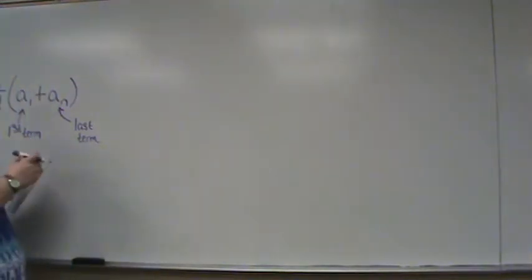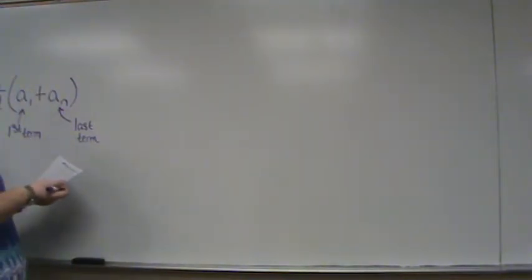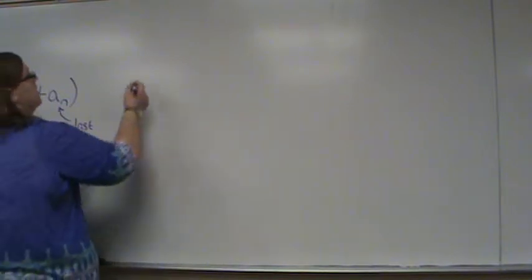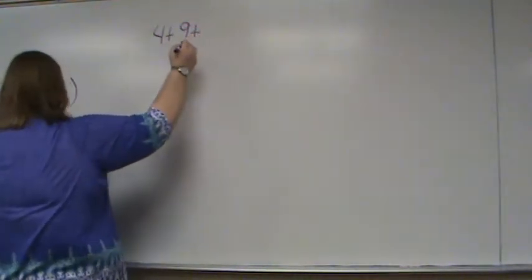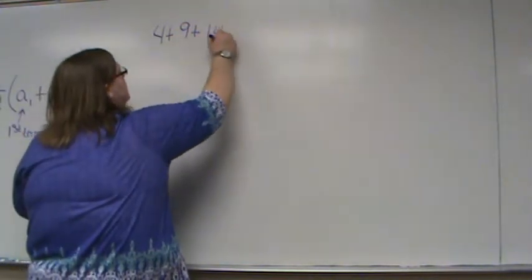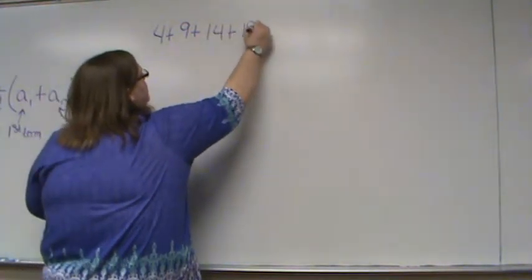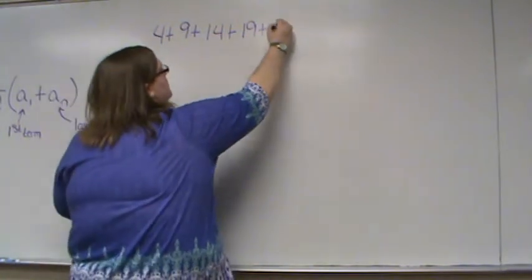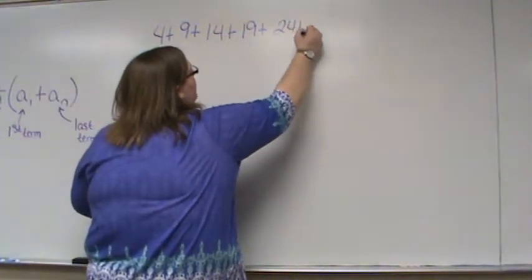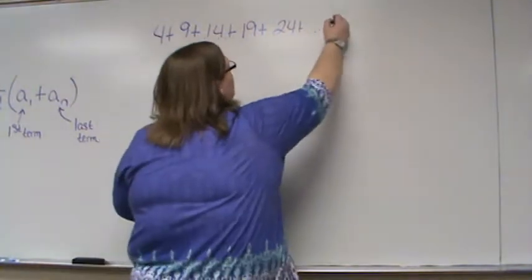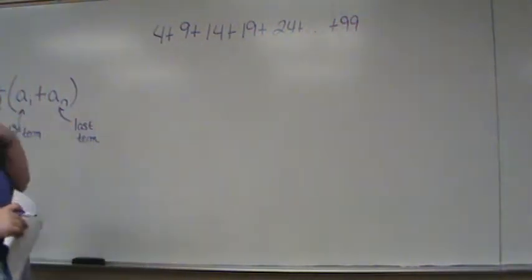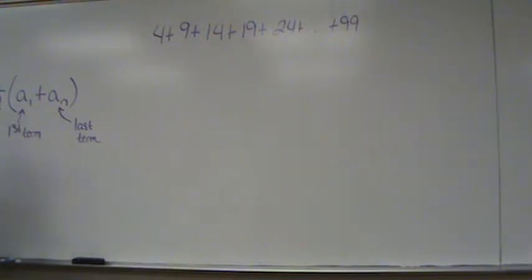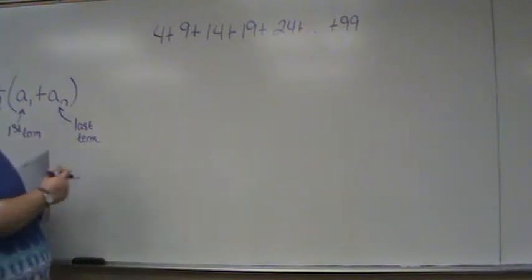And example 2 wants us to find the sum of the finite arithmetic series, which is 4 plus 9 plus 14 plus 19 plus 24, all the way to 99. So we need to find the sum of that series. We have to find the pattern, don't we? So our pattern is plus 5.